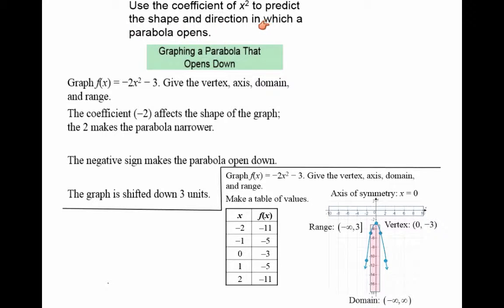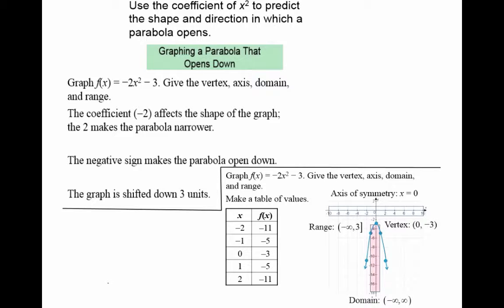Use the coefficient of x squared to predict the shape and direction in which the parabola opens. If I look at the graph of f of x equal to minus 2x squared minus 3, this coefficient here, which is called a, is negative. The coefficient of minus 2 makes the parabola open downward. So if a is negative, the parabola opens downward.